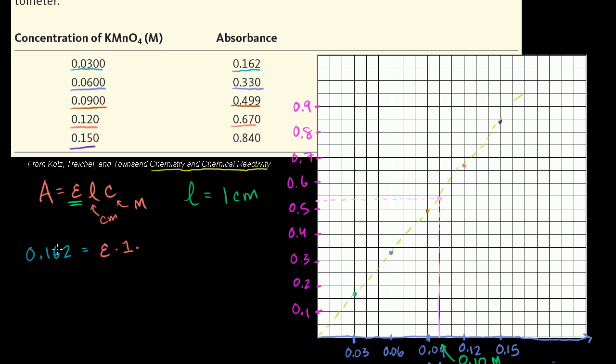Well, when the absorbance was 0.162, our concentration was 0.03, and actually, I'll write all the significant digits there, 0.0300. So if we want to solve for this epsilon, we can just divide both sides of this equation by 0.0300. These cancel out. This is just a 1. And so you get epsilon is equal to, let's figure out what this number in blue is here.